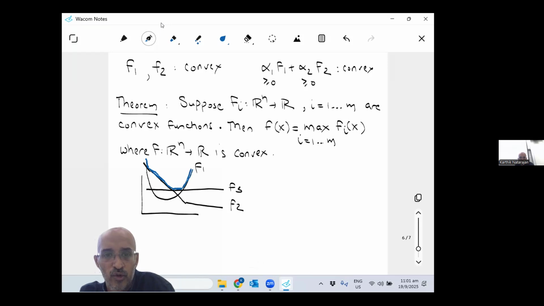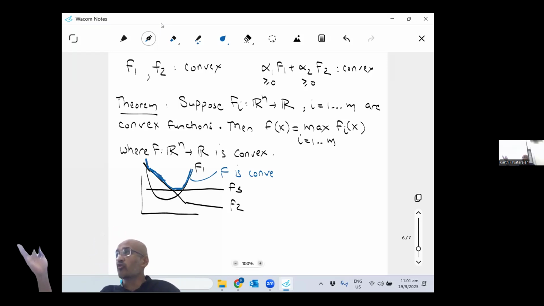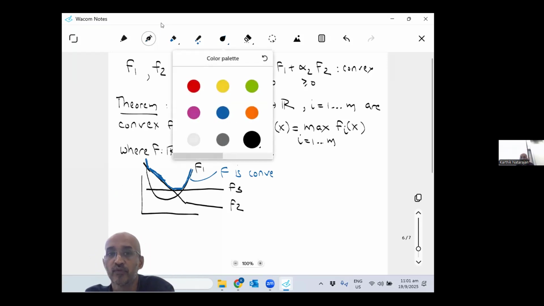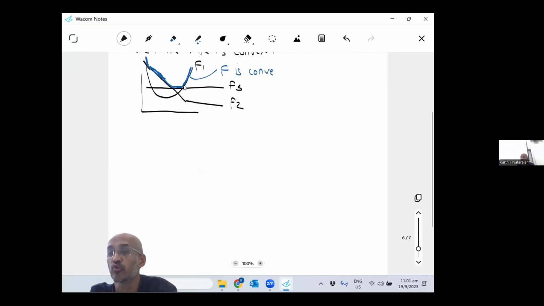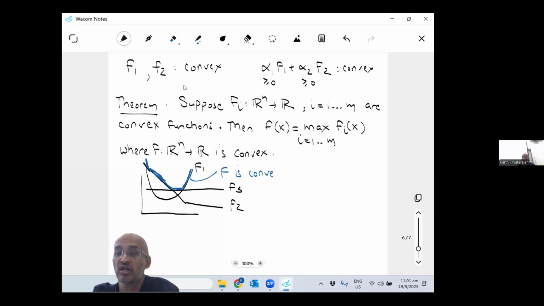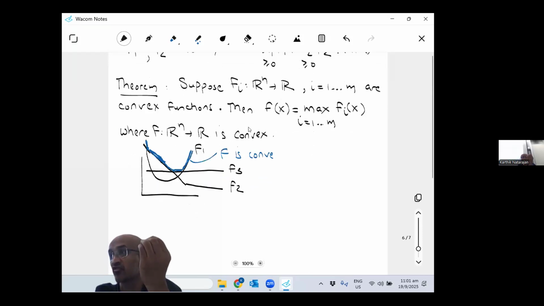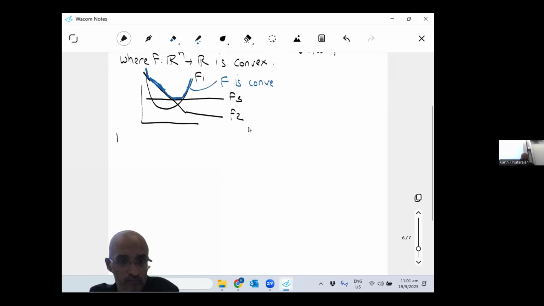This is the function value. Different functions take the maximum value at different points. This function f is also convex. If you see the shape, it satisfies the convex function shape. So you can see this in a figure. It's straightforward to prove, but I want to prove it, because it's a very useful property: the maximum of convex functions is also convex. So let's prove this.